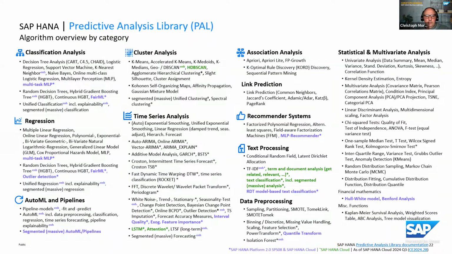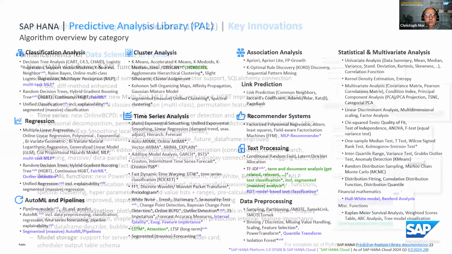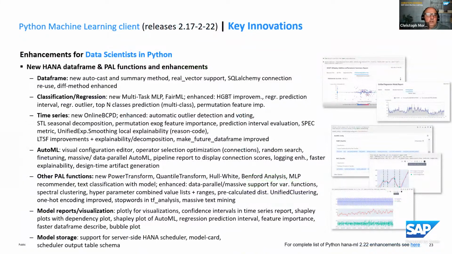And we see there's a rich set of new capabilities in all the areas of algorithms we provide, and with always a strong, let's say, focus on classification, regression, AutoML, and time series as the major function categories. And certainly our Python machine learning client, we can make use of not only with HANA Cloud, but certainly also with the HANA on-premise release.